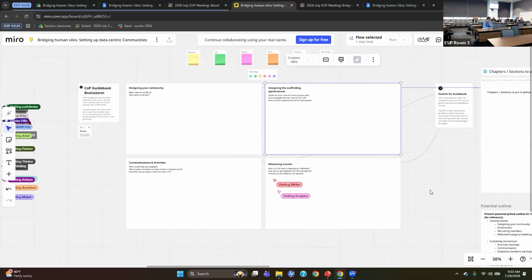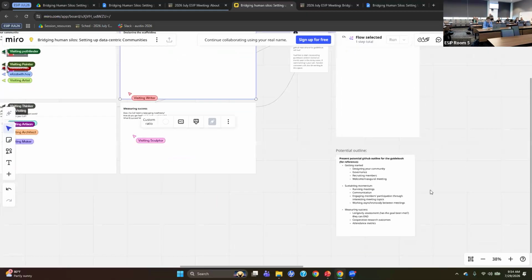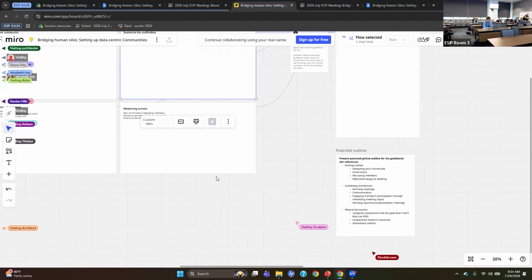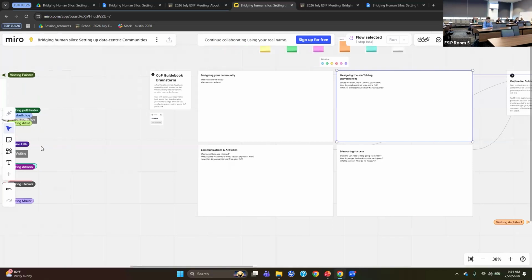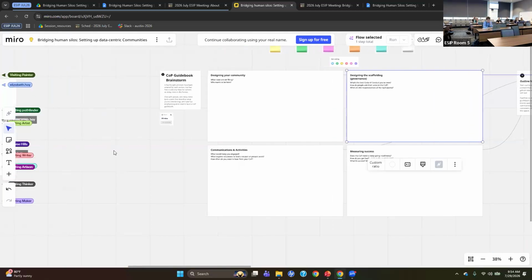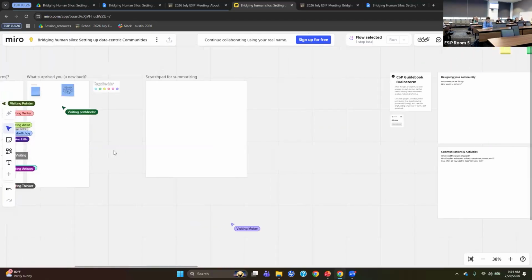And then in the bottom corner here, again, not trying to shape how you're thinking or looking at this, we have a potential outline for the guidebook that you can look at, maybe just to stimulate ideas, but you don't have to strictly use that. Oh, we'll have a timer too. So there's a timer in here that will time the different breakout sessions. So you'll see that as well.